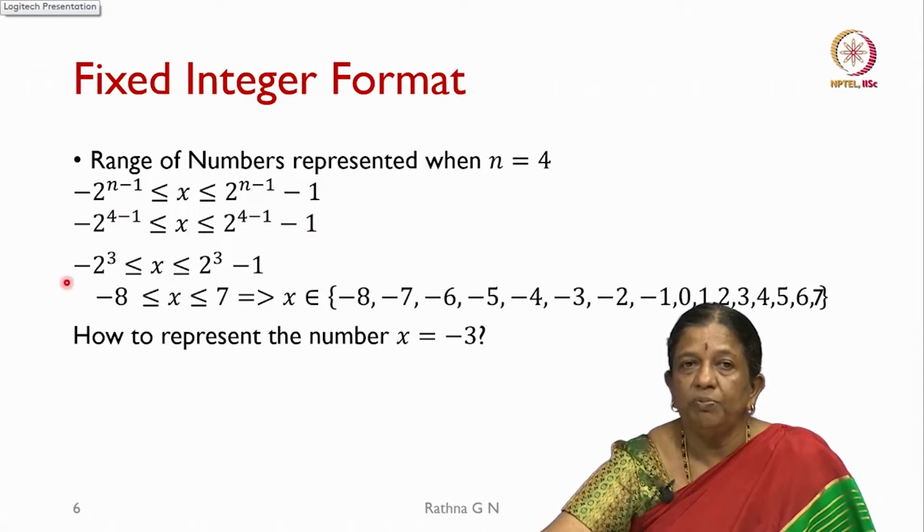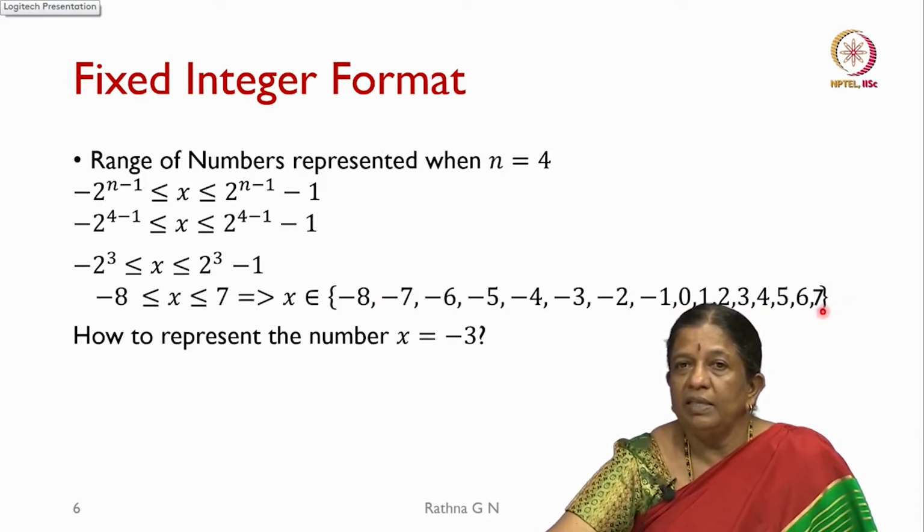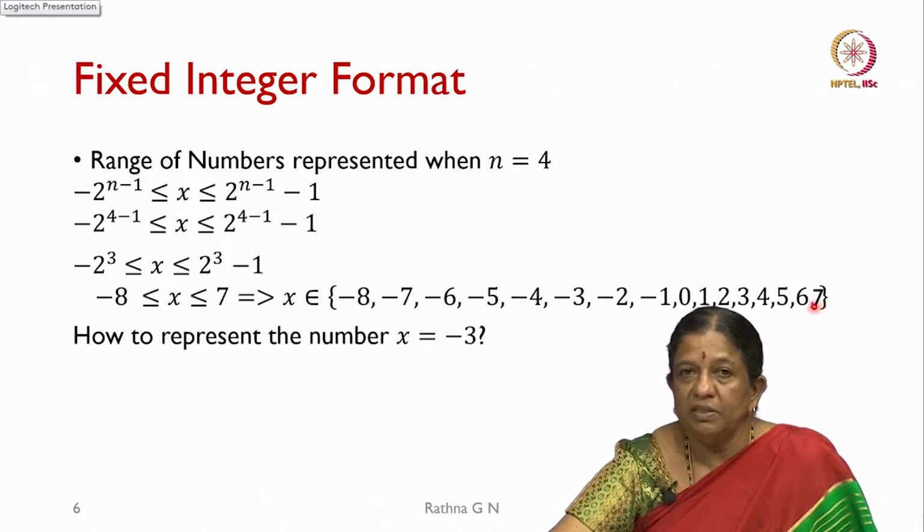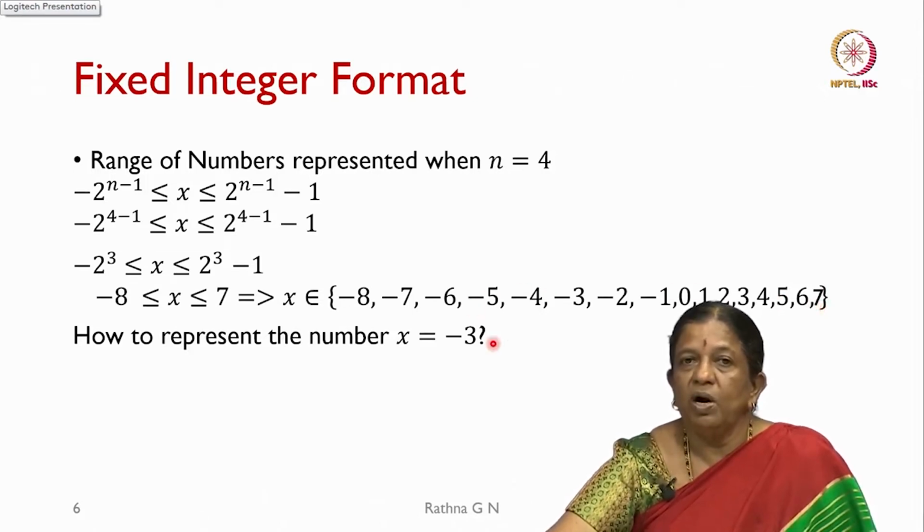So, the range is going to be minus 2 power 3 to 2 power 3 minus 1, which is nothing but minus 8 less than or equal to x less than or equal to 7. So, in this case we know that x belongs to minus 8, minus 7, minus 6, minus 5, and so on, and then on the positive side it is 0, 1 to 6, and then the last one is 7 in this slide. So, we will see how to represent our number x equal to minus 3.